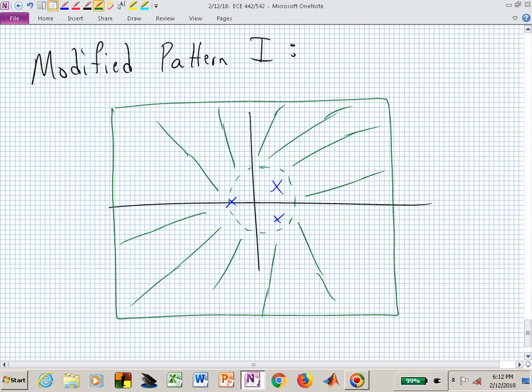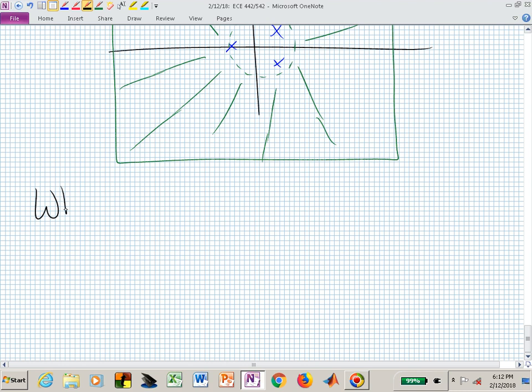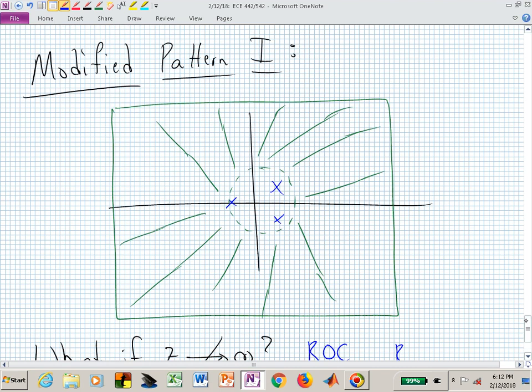But here, we have modified pattern 1. And what I'm trying to do here is say, what if z is not allowed to zip off to infinity? Now the region of convergence, let me call this distance. This is supposed to be a circle. It's not supposed to be an oval or an egg or anything. This is supposed to be symmetric with respect to the origin.